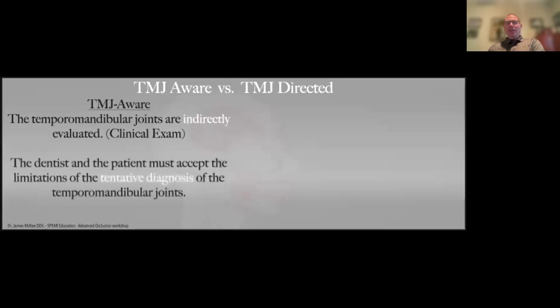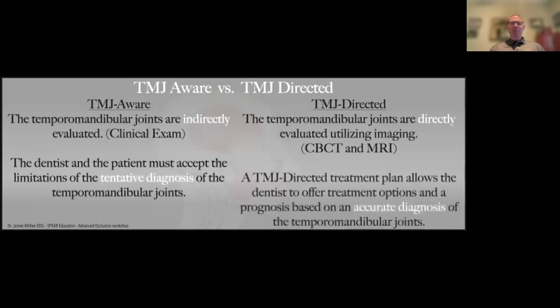In the advanced occlusion course, Dr. McKee goes through TMJ aware and TMJ directed patients. This was a concept adopted from the airway aware and airway directed concept by Frank. TMJ aware patients are indirectly evaluated through a clinical examination, and we're basing our treatment off a tentative diagnosis. We're not looking at things directly. But with the TMJ directed patient, we're evaluating the temporomandibular joints with a cone beam CT and an MRI, getting an accurate diagnosis.